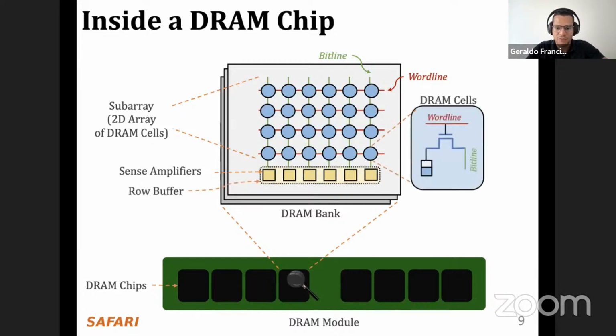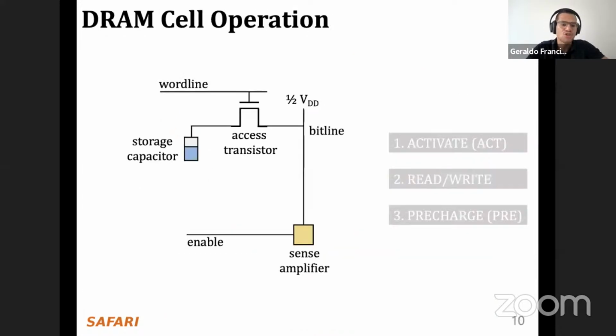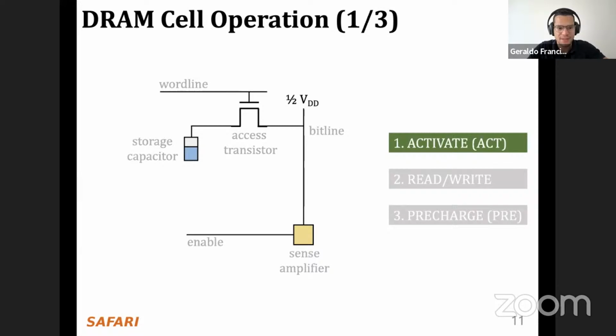Each DRAM cell is composed of a storage capacitor, which stores data in DRAM as a charge level, and also an access transistor, which enables and disables the charge flow from the storage capacitor to the bit line. So when we want to access DRAM, the memory controller issues three different operations: activate, read and write commands, and precharge. I'm going to quickly explain each one of them next.